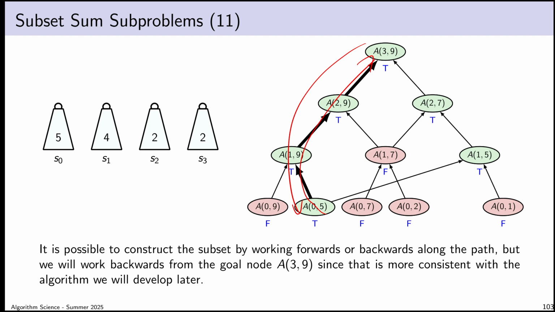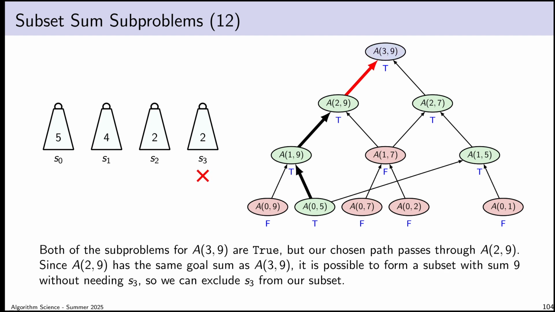Either works. However, I sort of naturally would rather work my way from the bottom up because I like following the path in forwards order. However, I'm going to work backwards from the top because the algorithm we're going to develop later does that, so it's better for consistency. Okay, so the two subproblems on either sides of this edge, A39 and A29, are both true, obviously. And at this point, we'll think of ourselves as standing on this node here and looking at the next thing backwards on the path.